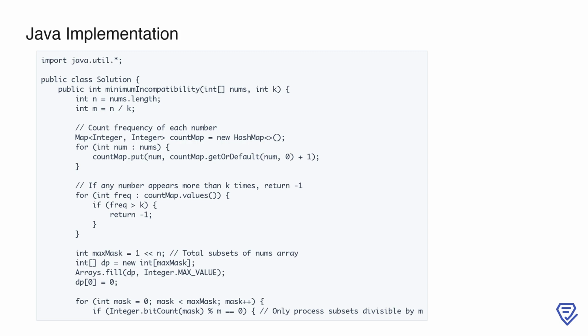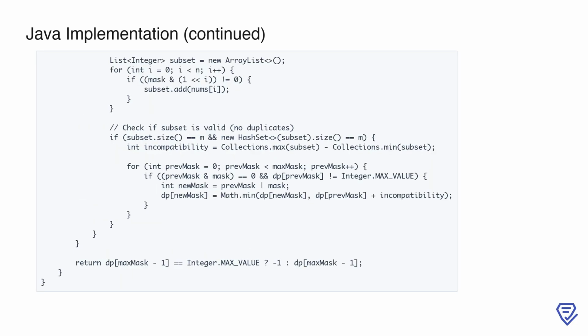The outer loop iterates over all possible masks, and we process only those where the number of elements in the subset is divisible by m. Now, we gather the elements represented by the current mask into a subset list. This is done by iterating through all bits of the mask and adding the corresponding elements from the nums array when the bit is set.